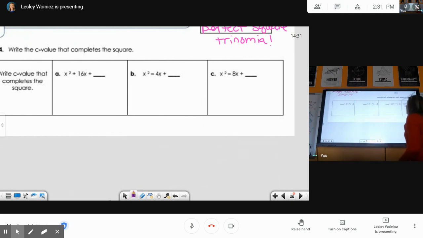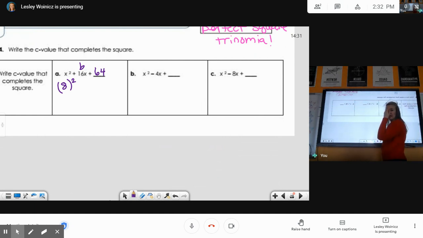Okay, so we take our B. Step 1, we chop it in half. Half of 16 is 8. Then we square it. 8 squared is 64, and replace C with 64. Done. Next one. We take negative 4, chop it in half. We get negative 2. Then we square that. Negative 2 squared is positive 4. Replace the C. Done. You like this?